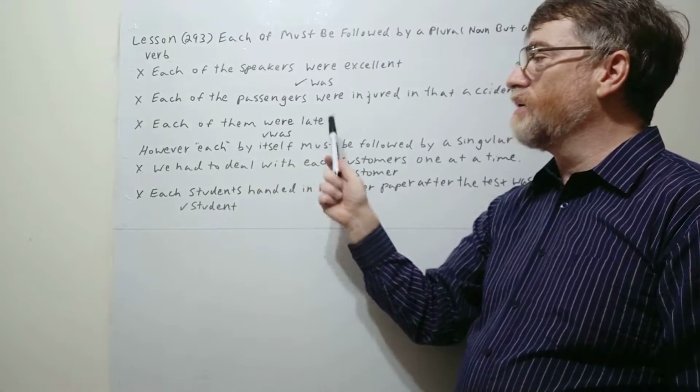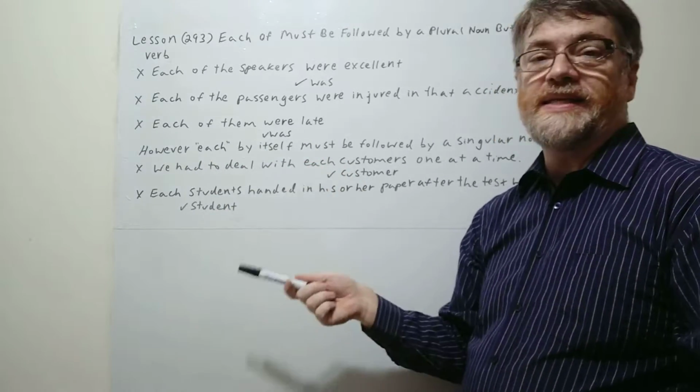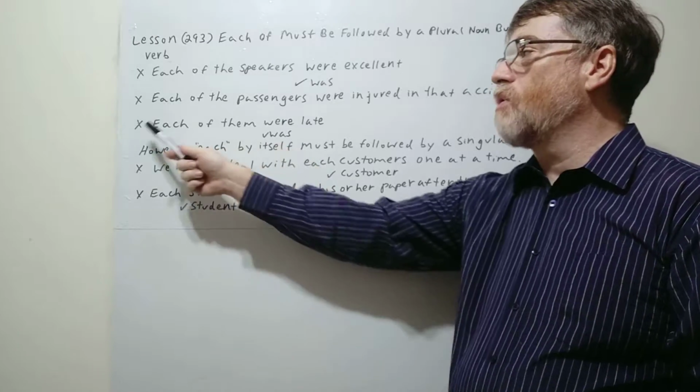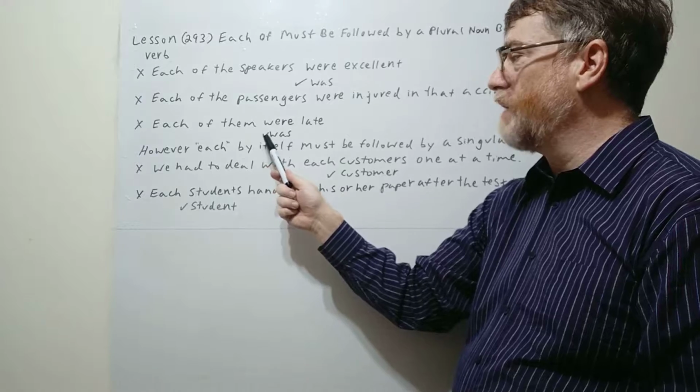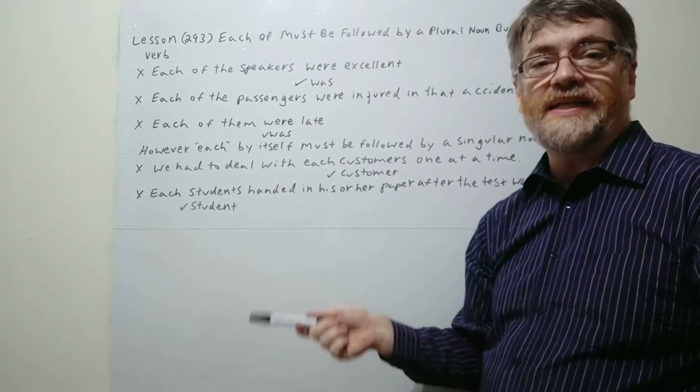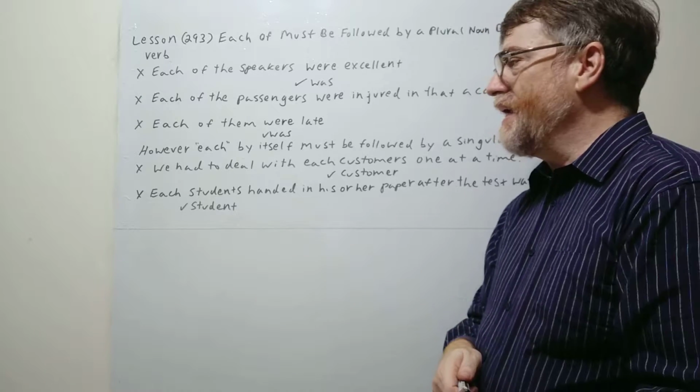Each of them were late. All right, again, the same thing. So the them is plural. You're using a plural verb. This is wrong with the X. So here, I have the check next to the was. It should be each of them was late. Yeah, so that's the way it is.